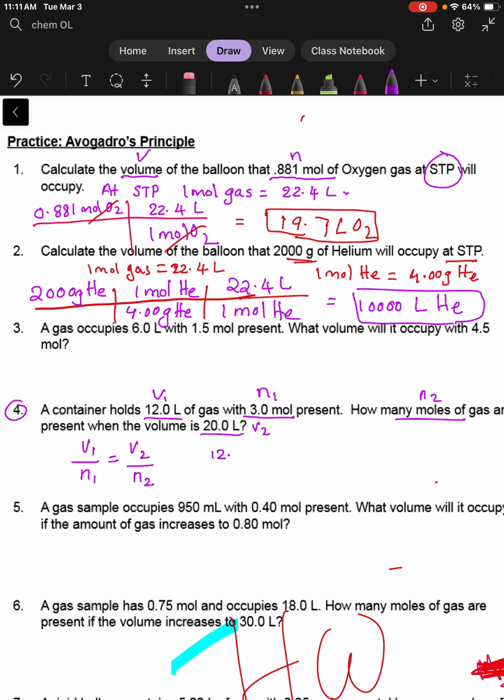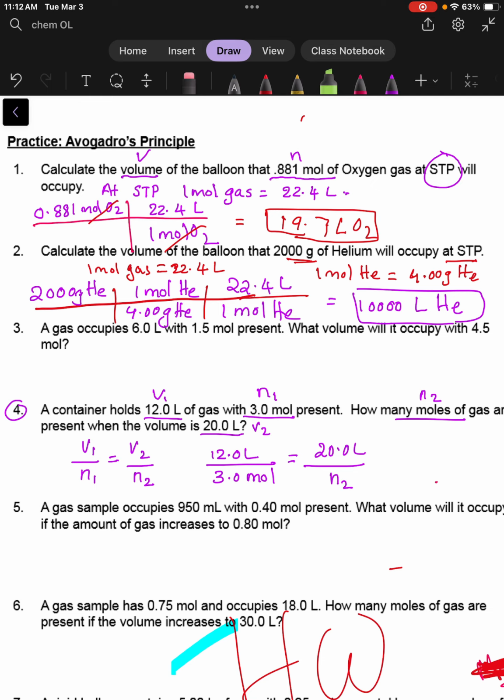Substitute V1 is equal to 12.0 liters. Make sure all the variables are in liters. Then N1 is 3.0 moles. The only thing you have to worry about is that the units need to match. We don't know N2, so I'm writing N2, or you can put X there, that's up to you. Then V2 is 20.0 liters, and N2 is what? We don't know.